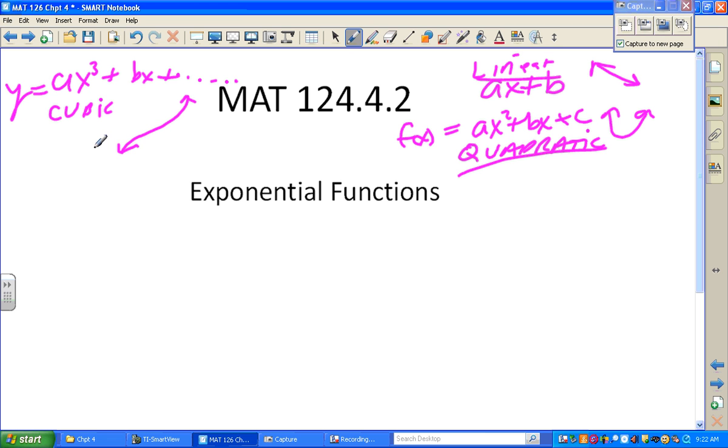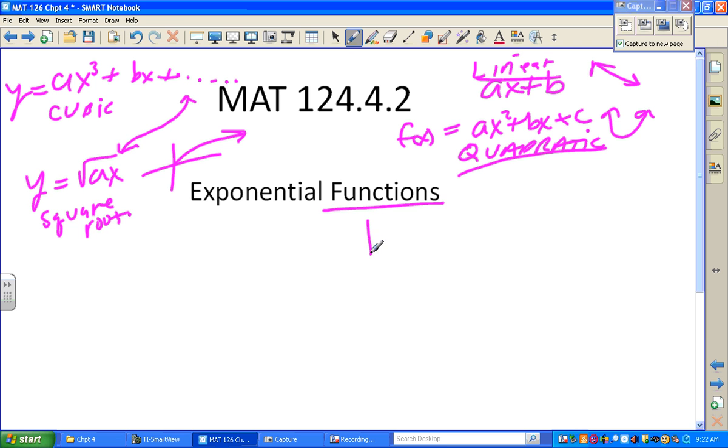Let's do one more. Square root function. Square root of AX looks something like this. It takes off and goes that way. They all have special names based on the equations that they work with. So, on this one, the exponential function.